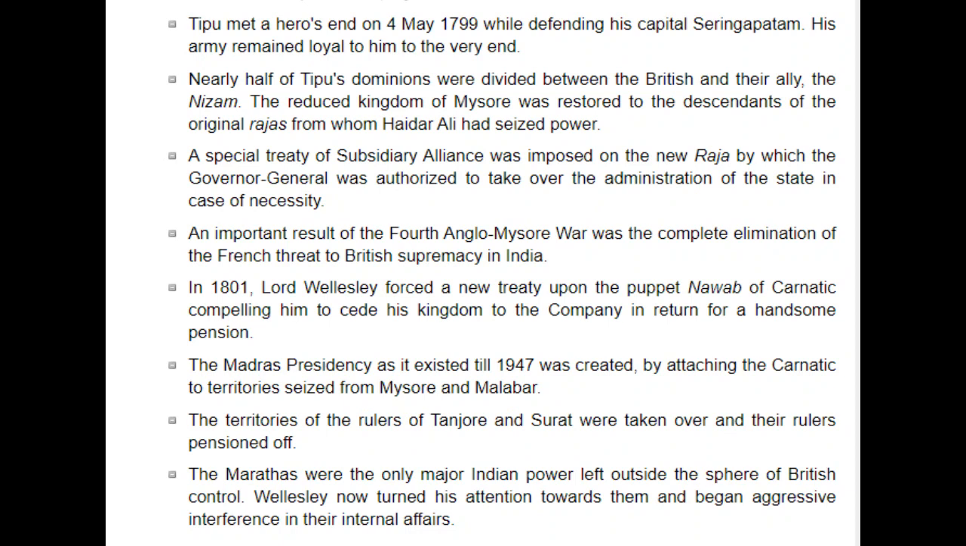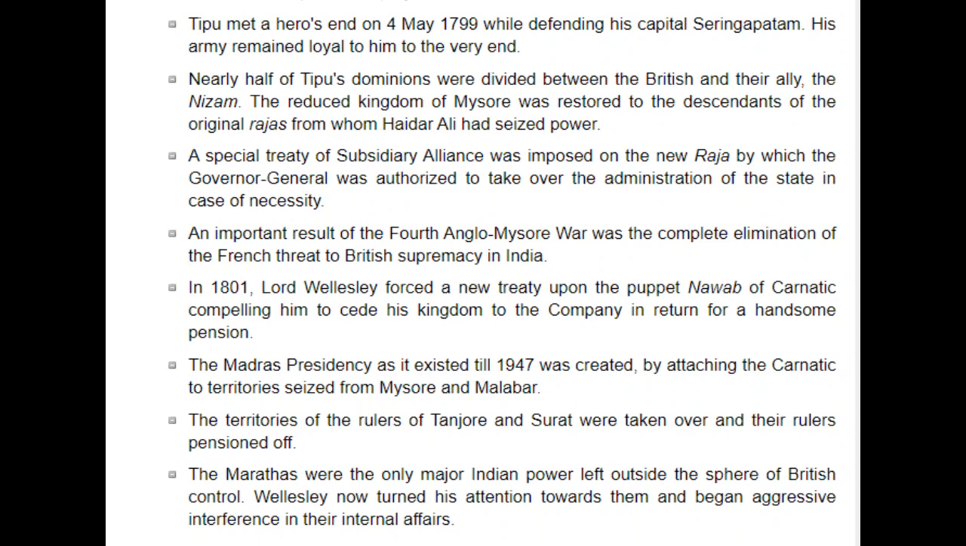His army remained loyal to him to the very end, unlike Sirajuddaullah's commander-in-chief. Nearly half of Tipu's dominions were divided between the British and their allies. So, after having won Hyderabad, after having won Tipu's Mysore, its territory was divided between the British and the British allies. The reduced kingdom of Mysore was restored to the descendants of the original Rajas from whom Hyder Ali had seized power.